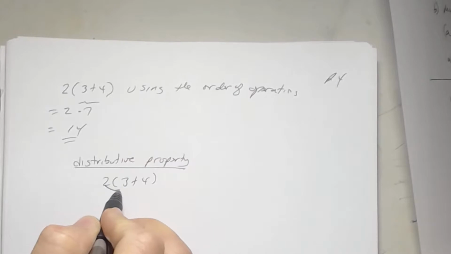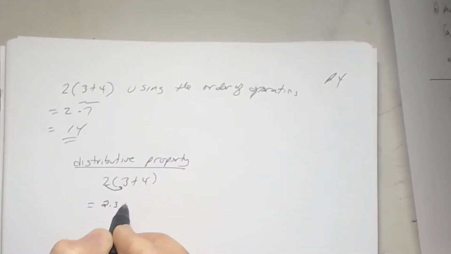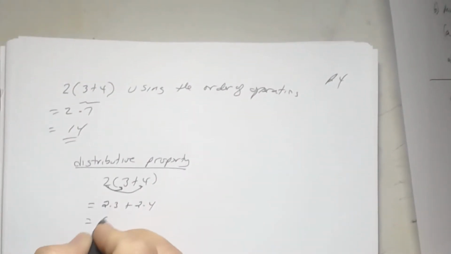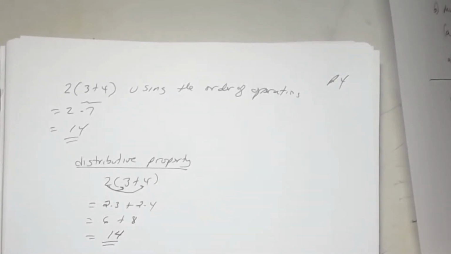You learned last semester that you can also write this as 2 times 3 plus 2 times what? 4. That's the distributive property. Everything inside the parentheses, you are multiplying by what? 2. And then 2 times 3 is 6, and 2 times 4 is 8, and 6 plus 8 is 14.